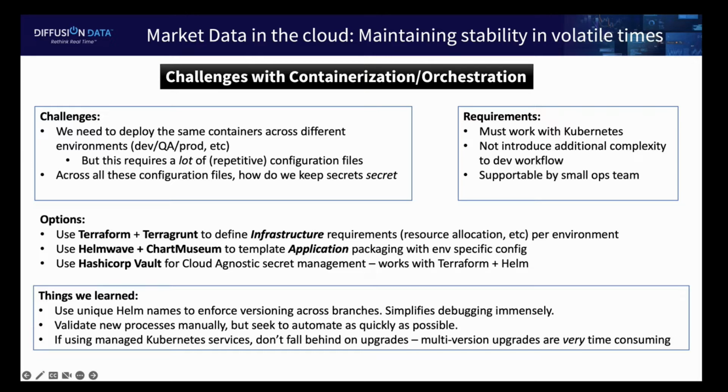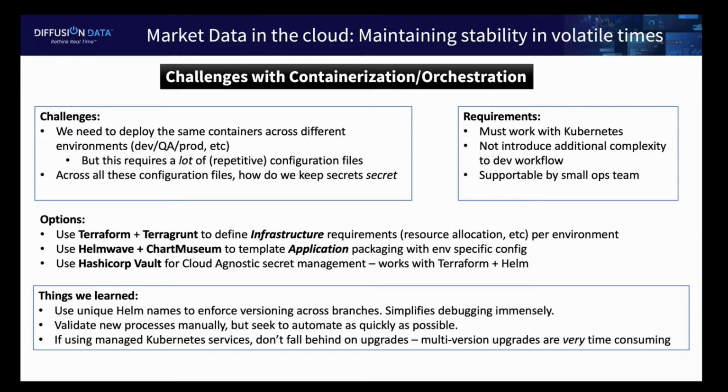But where we came in, I think, the most is we've documented some of the critical lessons we learned through our own endeavors in building market data in the cloud environments. So the first one is using Helm names to enforce versioning across branches. This simplifies the debugging process massively. If you keep your Helm chart names the same, then it becomes difficult to identify where an issue has taken place. So if we add a little bit of naming conventions into our Helm names, then it will reduce the debugging time significantly.